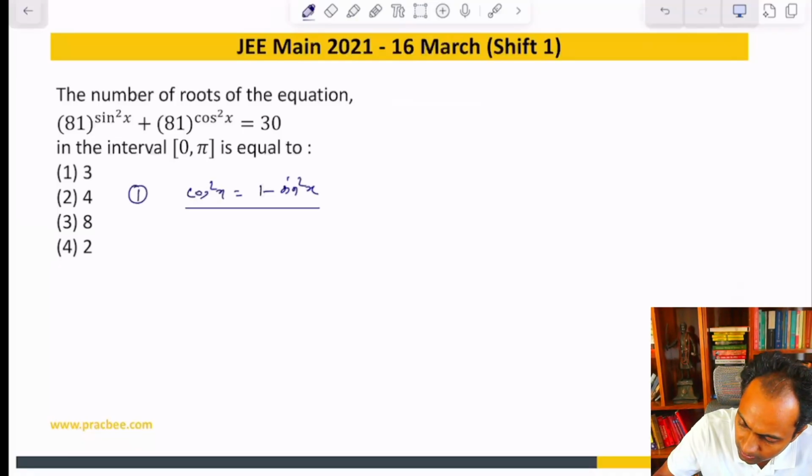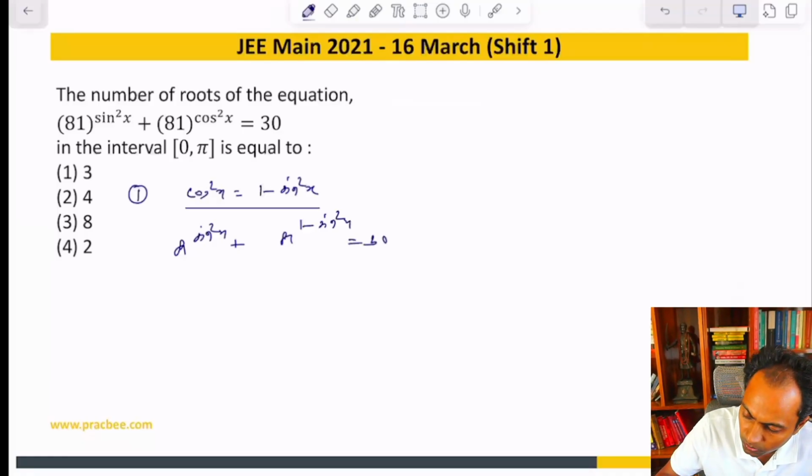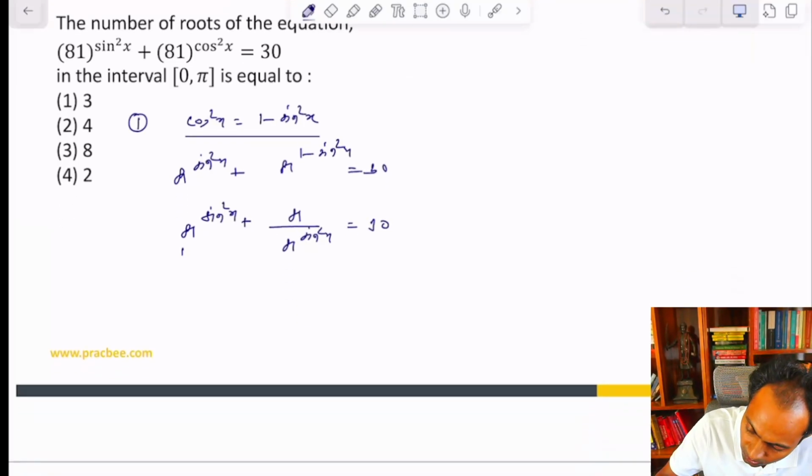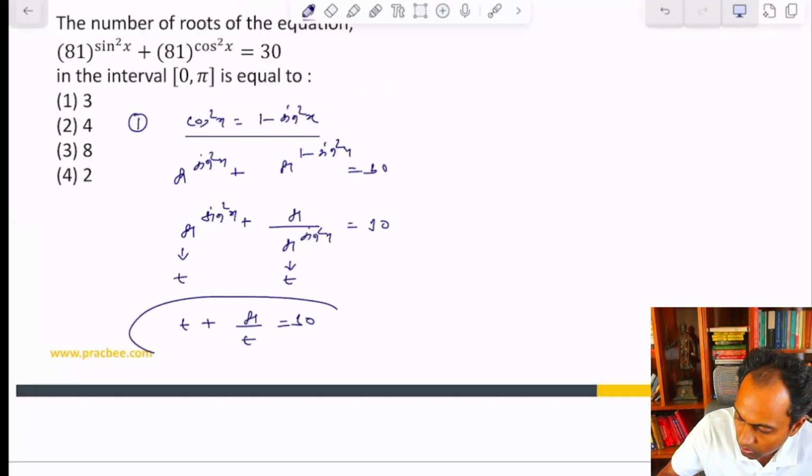then this will become 81 raised to the power 1 minus sine square x is equal to 30. Now why are we doing this? Because this can further be written as 81 sine square x plus 81 by 81 sine square x. Now why is that relevant? Because now if I take this as t, this will also become t. So what is happening is, this is t plus 81 by t is equal to 30. You get a quadratic equation.